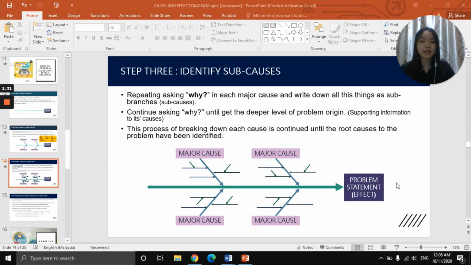In our third step, identify sub-causes. In this step, we are going to repeatedly ask why for each major cause and write down all these things as sub-branches, also known as sub-causes. Continue asking why until we get to a deeper level of problem origin, which is the supporting information for each cause. This process of breaking down each cause is continued until the root causes of the problem have been identified. So now the diagram will look like the skeleton of a fish.